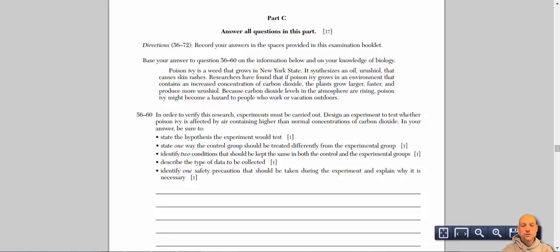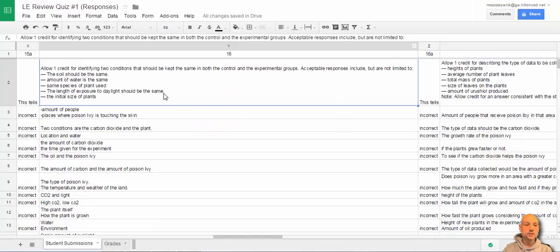Everybody, this is all about question number 16 in that group that was in 14, 15, 16, 17, and 18. And this one is specifically about identifying the two conditions which should be kept the same in both the control and the experimental group. Okay, so let's take a look here. Some possibilities right at the top here. Here's your answers. And you had to pick two, so if you only did one, you didn't get it.